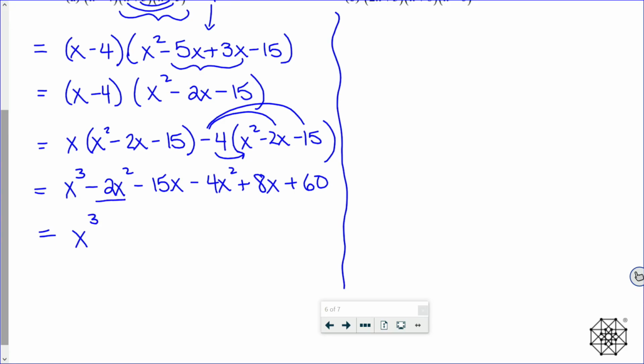Here I have negative 2x squared and negative 4x squared. Put together, those are negative 6x squared. Here I have negative 15x. Here I have positive 8x. Combined, that will be negative 7x. And finally, plus 60.